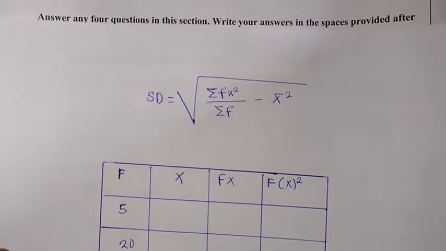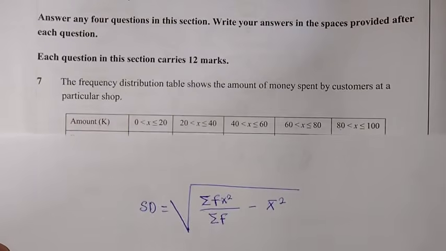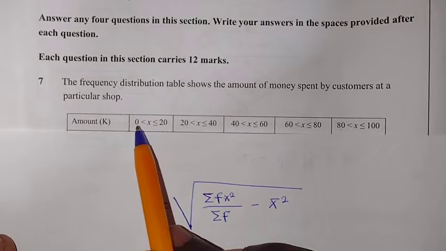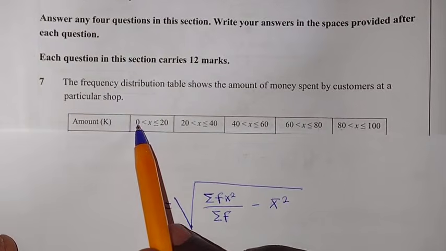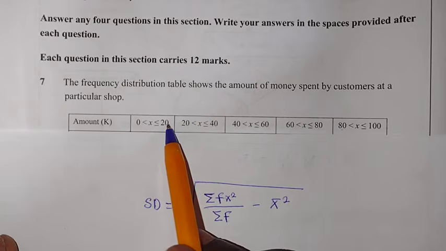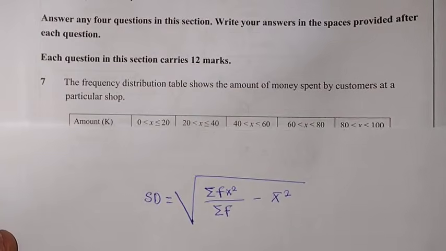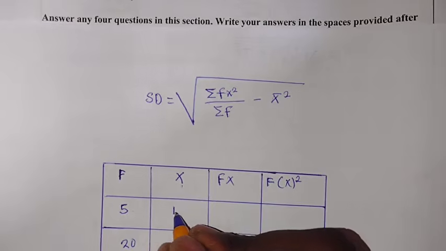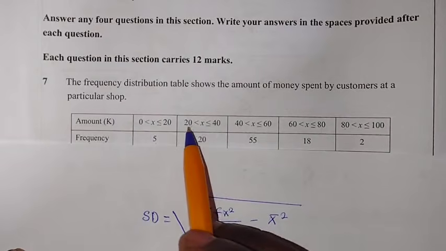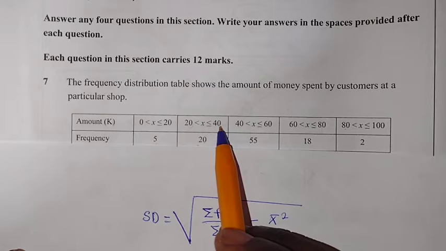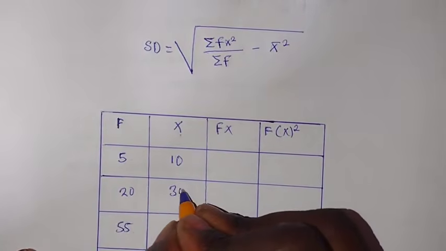Then from here, we come up with the x. Remember what I said? x is representing the midpoint. You come here, you have 0 less than x less than or equal to 20. You add 0 plus 20, you get 20. 20 divided by 2, you get 10. So the midpoint there is 10. You come to the other one here, you have 20 to 40. So 20 plus 40 is 60. 60 divided by 2, you get 30. So the other midpoint here is 30.